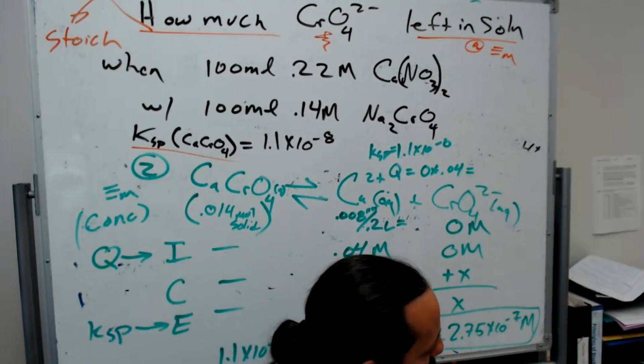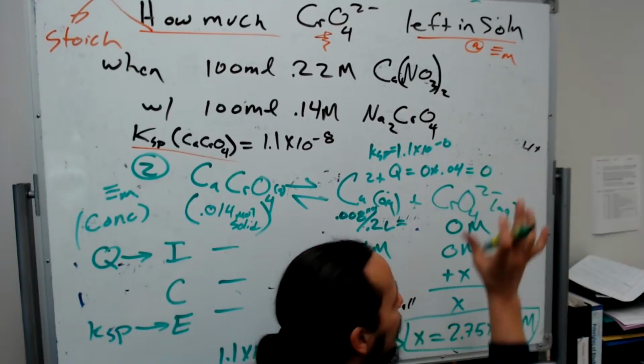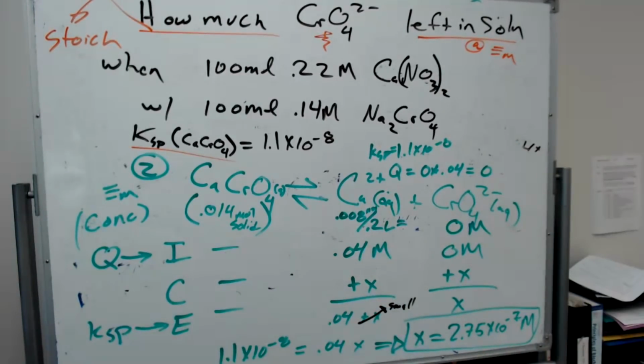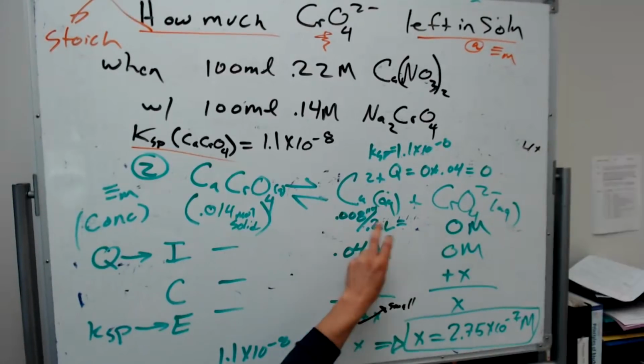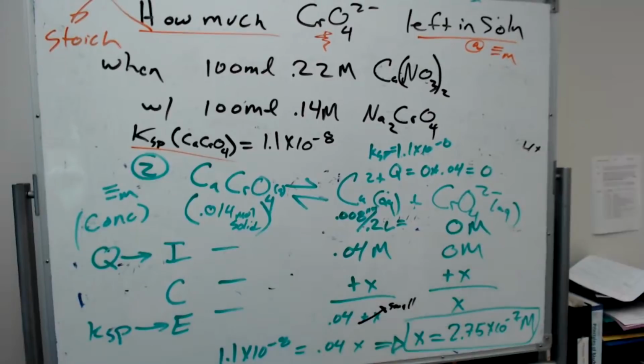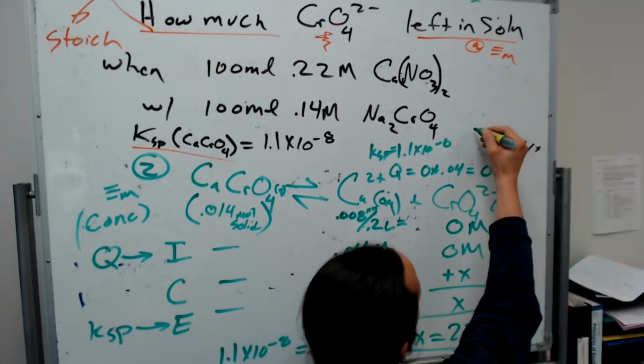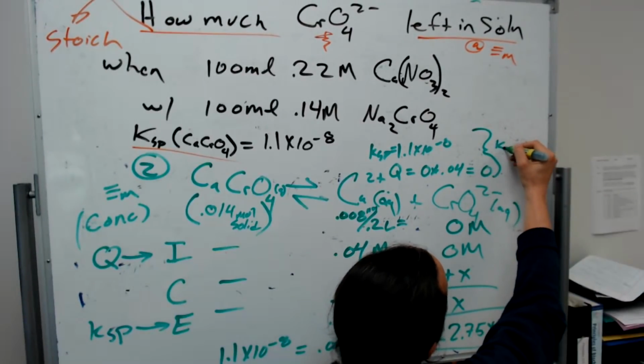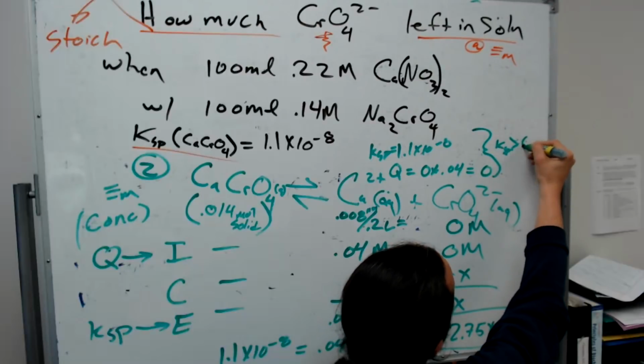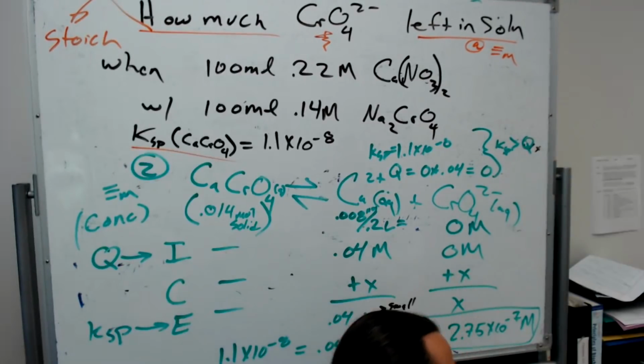What's 0 times 0.04? Just 0. Right, and this is the situation. The reason we've skipped this so often is because we've almost always had problems where one of our concentrations is 0. And then we can do our comparison. KSP is greater than Q, because Q is 0. If KSP is greater than Q, we know we're going to be making more products.